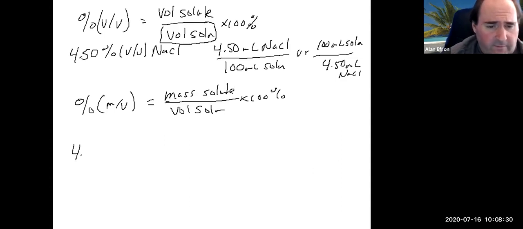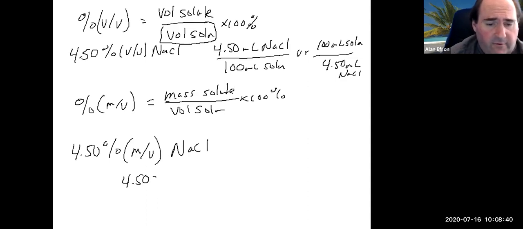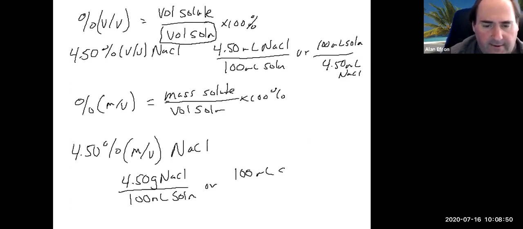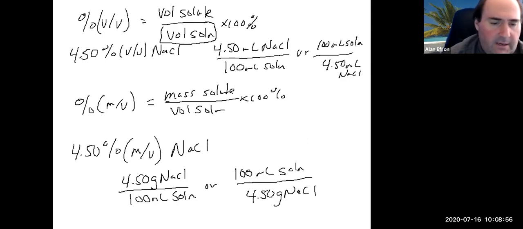If you have that 4.5% mass to volume sodium chloride solution, that would mean that you basically have 4.5 grams of sodium chloride in 100 milliliters of solution, or vice versa. You could use it the opposite way like we've been talking about. 100 milliliters of solution, 4.5 grams of sodium chloride.